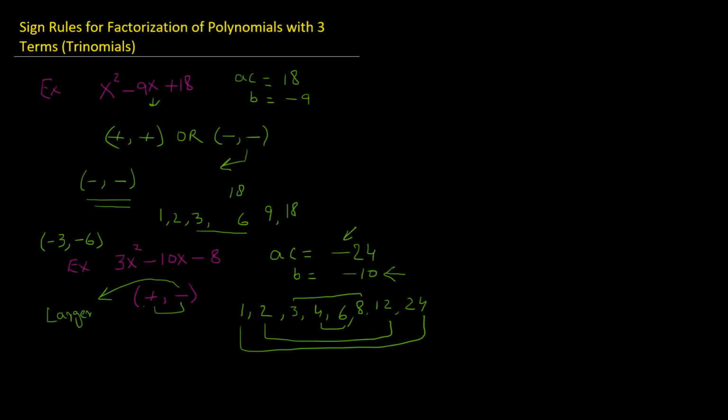So our numbers are 2 and 12 because they have a difference of 10 and they have a product of 24. So 12 and 2 are our numbers. The larger will have a negative sign, so negative 12 and 2. This is enough practice for finding the numbers and choosing their signs.